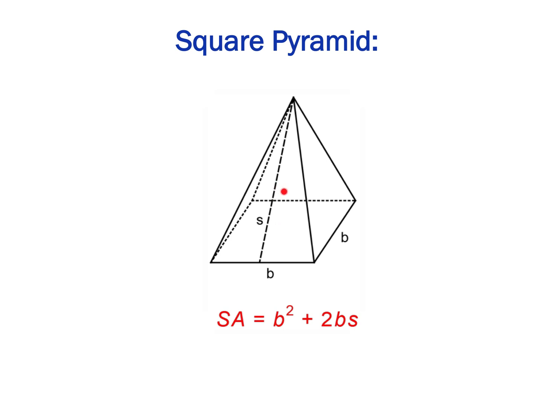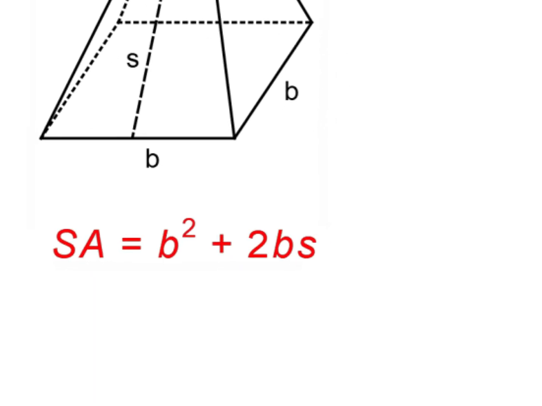If you were to take a ruler and measure from the tippy top of the pyramid down to the bottom, but in a straight line, so not like this or like this, but straight down like that, that's the slant height. So the S is the slant height. So the surface area formula is B squared plus 2BS. Is that B like B times S? That's right. It's 2 times B times S.